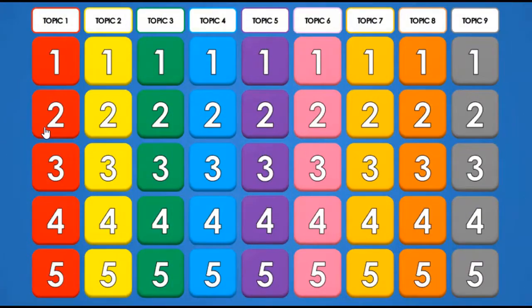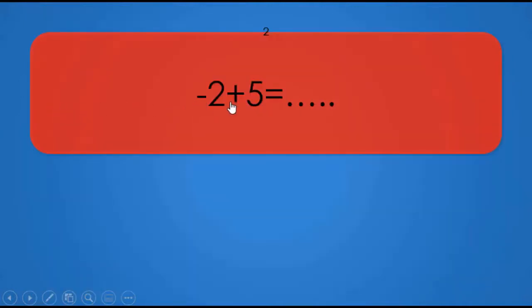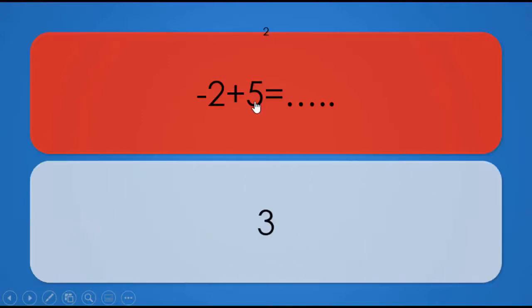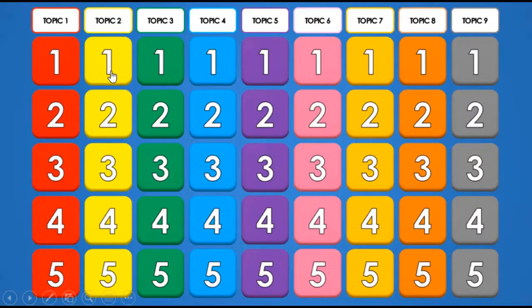Let's start with another exercise which shows a random example from this. If we choose example number 2 of topic 1, it is negative 2 plus 5. We have two integers having different signs, so we subtract them and give the answer the sign of the greatest number. We have 5 minus 2 is 3, and the greatest number is 5 with a positive sign, so the answer is 3.